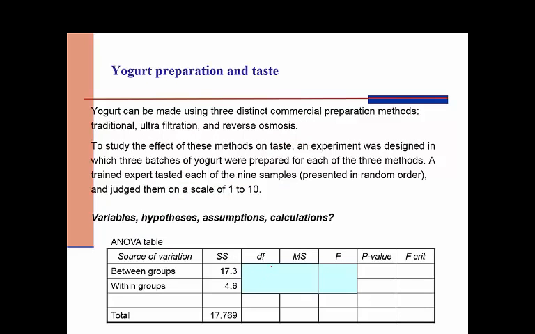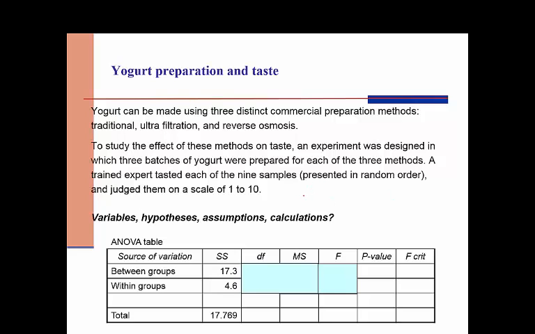Another example. You know that yogurt can be made using 3 distinct commercial preparation methods: traditional, ultrafiltration, and reverse osmosis. You want to study the effects of these methods on taste and experiment if there is a difference between the tastes of those 3 methods. So you select 9 different trained experts. They taste the yogurt for each of the 3 different methods.